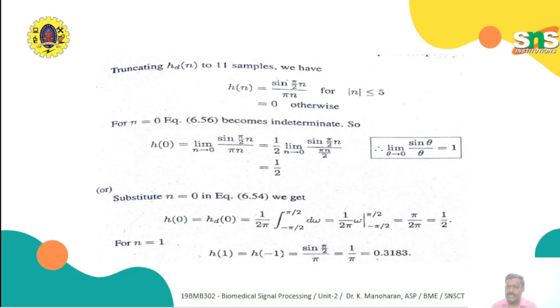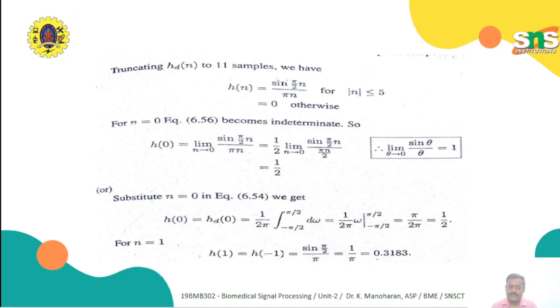So what happens? 2 pi by 2, that will be pi. We can substitute here. Already we have 2 pi. If you combine it, pi divided by 2 pi. So pi will be cancelled. You get 1 by 2. So this is the final answer. So h of 0 will be equal to 1 by 2.